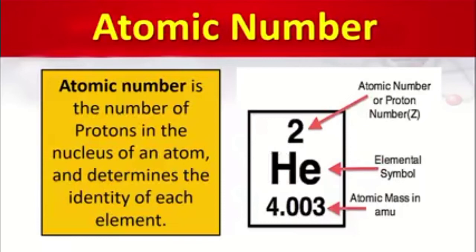For example, we have here helium with atomic number 2, meaning it has 2 protons in its nucleus. Hydrogen has an atomic number 1, meaning it has only 1 proton in its nucleus, and so on with the other elements. The atomic number tends to be the most visible number and usually sits above the element symbol in the periodic table, while the atomic mass is usually found beneath the atomic symbol.